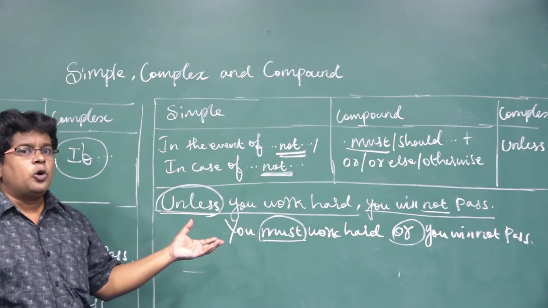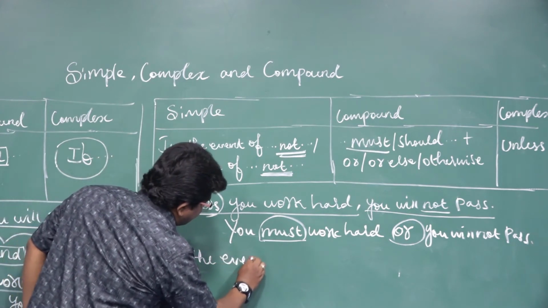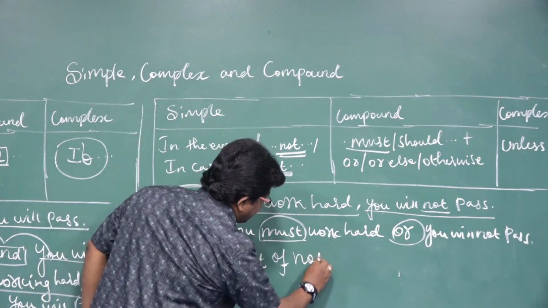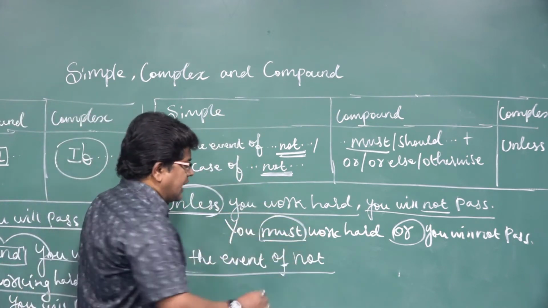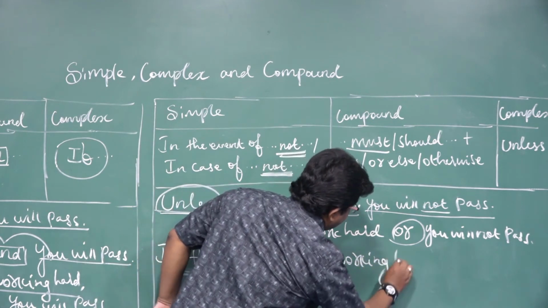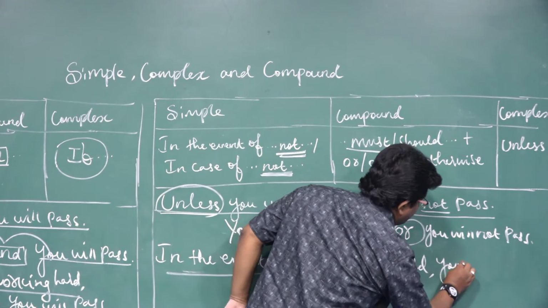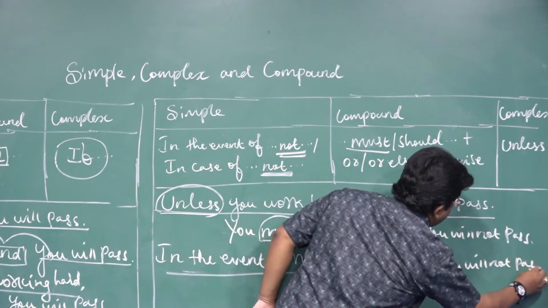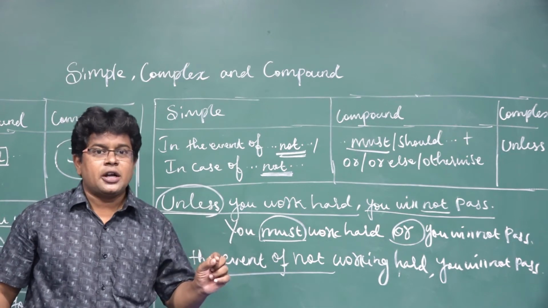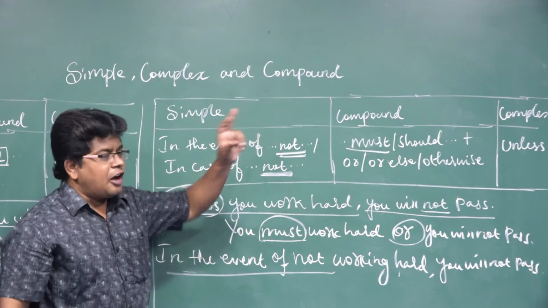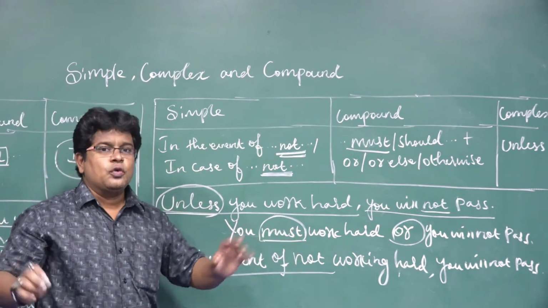Now we are going to change that compound sentence into a simple sentence. For the simple sentence, "in the event of not" will be very easy to keep in your mind. With "in the event of not", whatever verb they have given, you make it as "working". See, in the event of working hard, you will pass. Here, in the event of not working hard, you will not pass. Otherwise, in case of not working hard, you will not pass.